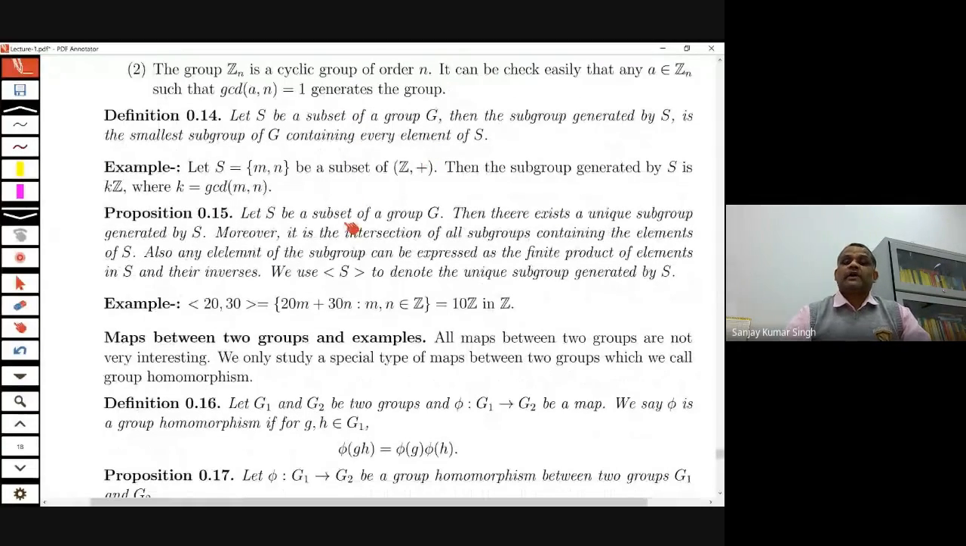And similarly, I will define the subgroup generated by a subset, which is a definition. Let S be a subset of a group G, then the subgroup generated by S is the smallest subgroup of G containing every element of S. For example, if you take S equal to {m, n}, a subset of Z under addition, then the subgroup generated by this is basically kZ, where k is the gcd of m and n.